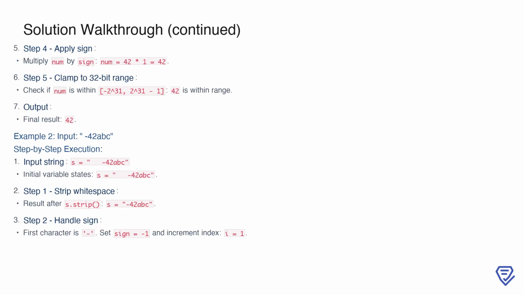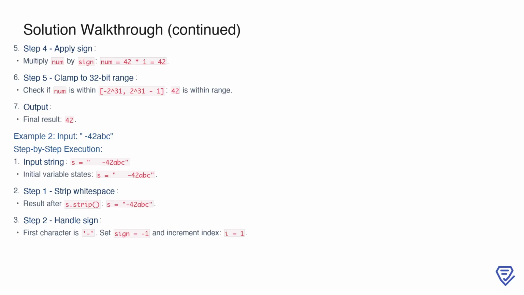Now, we move to step 4, where the sign is applied. Since the sign is 1, the value of number remains 42. In step 5, we check whether this number falls within the 32-bit signed integer range, which is from -2 to the power of 31 to 2 to the power of 31 minus 1. The value 42 is well within this range, so no adjustments are needed. Finally, the function outputs the result, which is 42.